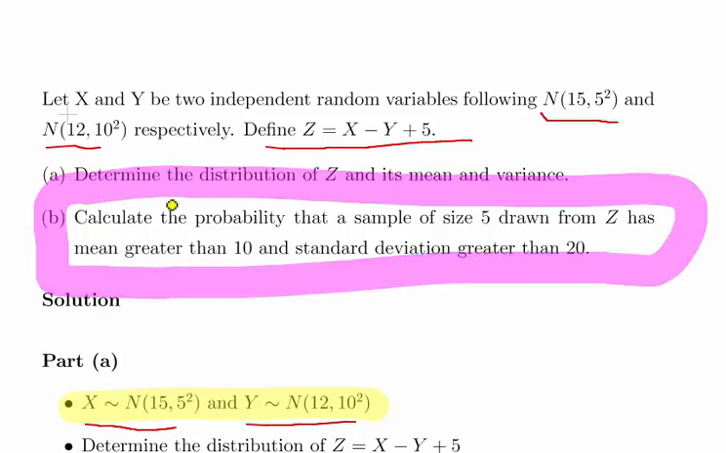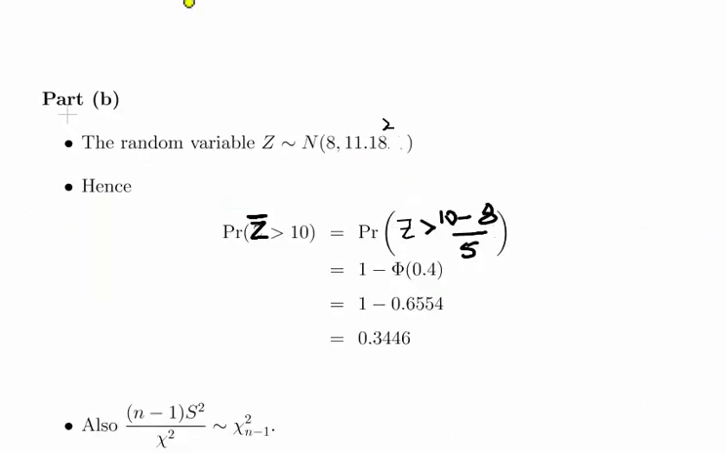Calculate the probability that a sample of size 5 drawn from Z has a mean greater than 10 and a standard deviation greater than 20. So let's just go down here. This is the underlying distribution Z, normally distributed with a mean of 8 and a variance of 11.18 squared, which is 125. Now I have to write in the sampling distribution. This is the sampling distribution of the mean of Z for a sample size of 5.